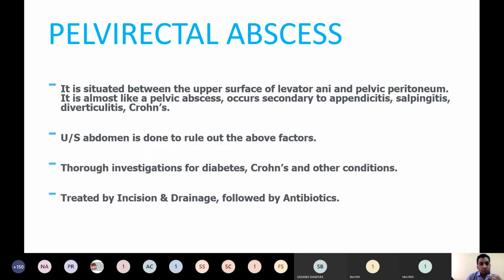Again, we have to do ultrasonography of abdomen to rule out appendicitis, salpingitis, other intra-abdominal causes. Thorough investigation should be done for Crohn's disease and other conditions. Again, treatment will be incision and drainage followed by appropriate antibiotics.